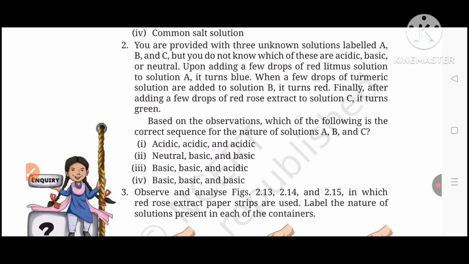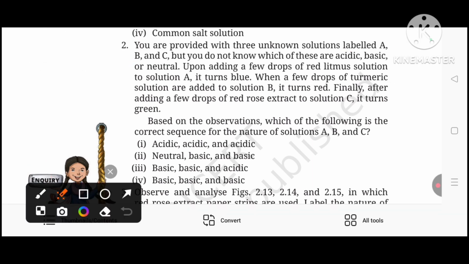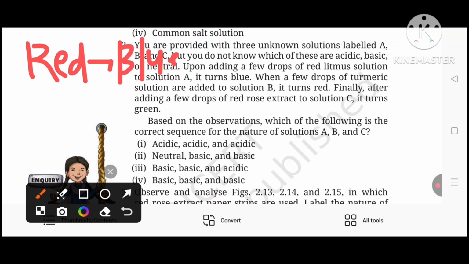You are provided with three unknown solutions labeled A, B, C, but you do not know whether these are acidic, basic or neutral. Upon adding a few drops of red litmus solution, solution A turns blue. When a few drops of turmeric solution are added to B, it turns red. And finally, after adding a few drops of red rose extract to solution C, it turns green.